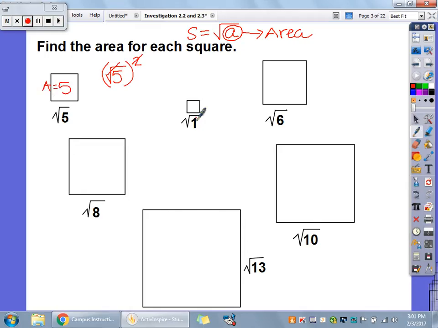If you take the square root of 1 and you square it, this cancels with this, so you're just left with the number, which means your area would be 1. Same thing here. If you take the square root of 6 and you square it, the square root sign cancels out with the exponent, and you're just left with 6. Okay? So see if you can figure out what the areas of each one of these other ones would be here. I'll give you a few seconds.